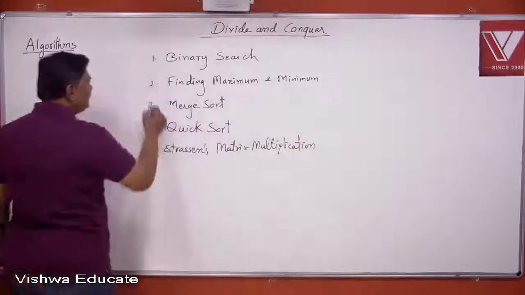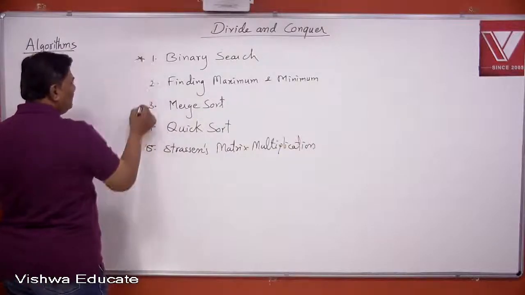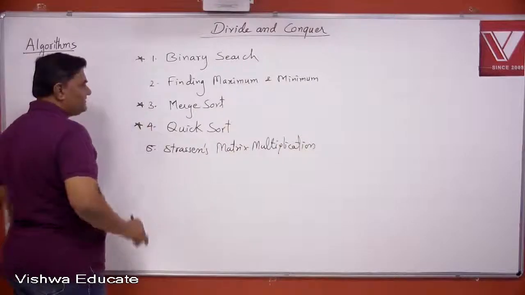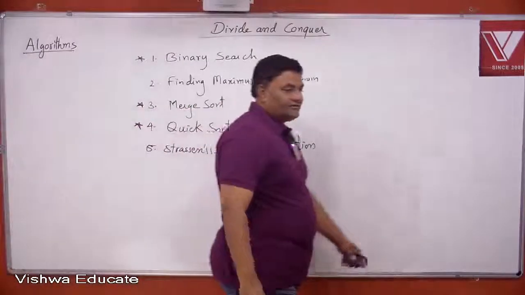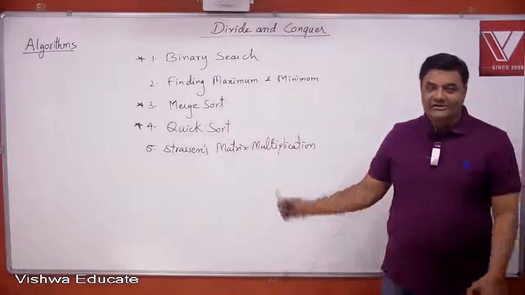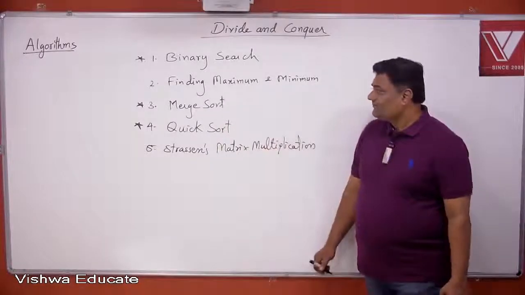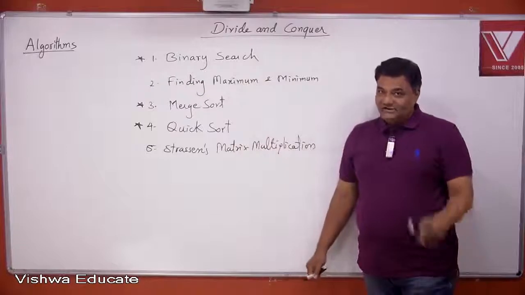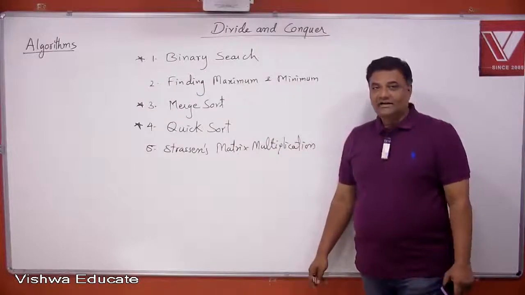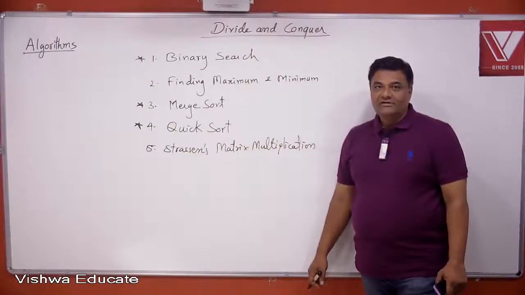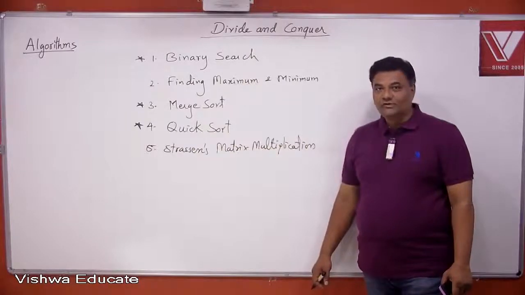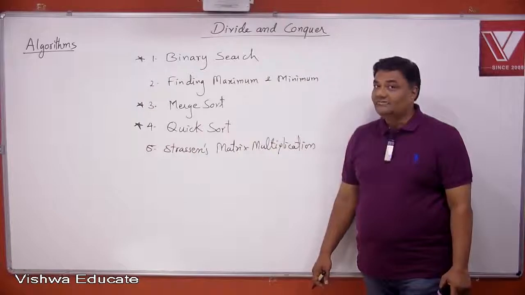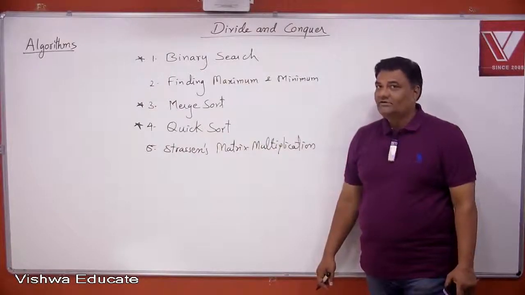Now, for GATE, these three are important. So take the list of the topics. Already I have discussed binary search. I told you already, right? I have discussed binary search. I wrote both recursive and iterative versions. So I will not explain binary search now.